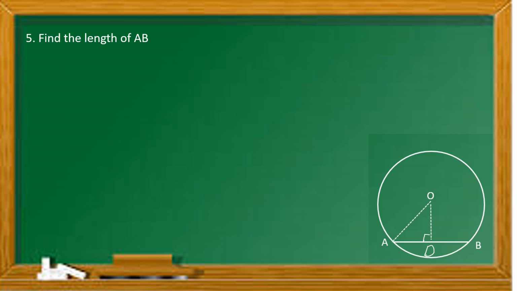Good. And the next question, find the length of AB. How will you find the length of AB? It is AD plus BD, isn't it? So length of AB will be 2 times AD. That is, you have already found out AD as square root of OA square minus OD square.